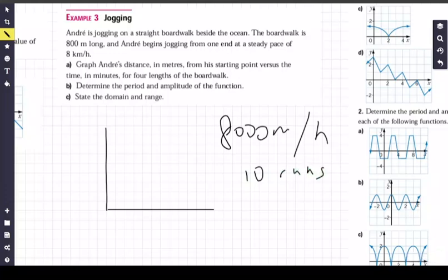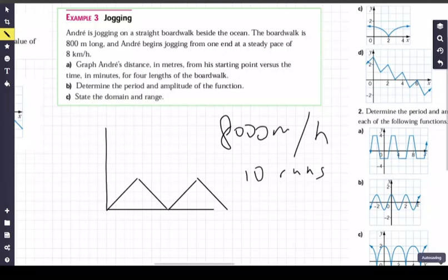So let's graph this. He's going to travel 800, come back 800 again, come back. Let's go ahead and fill this in. So this is time and this is meters.